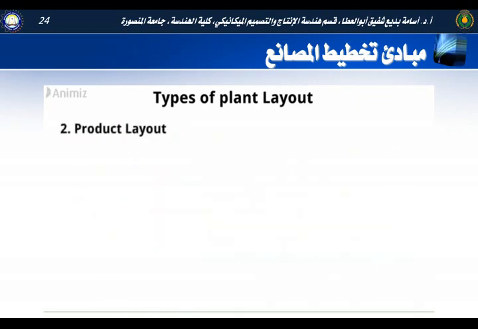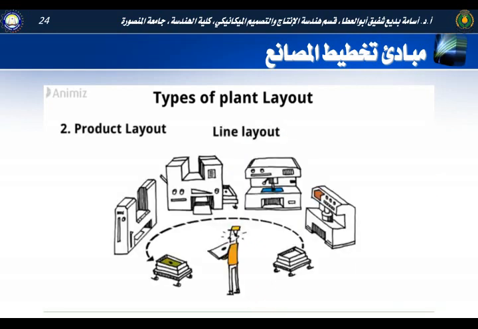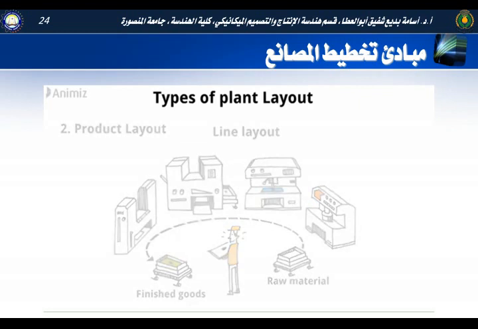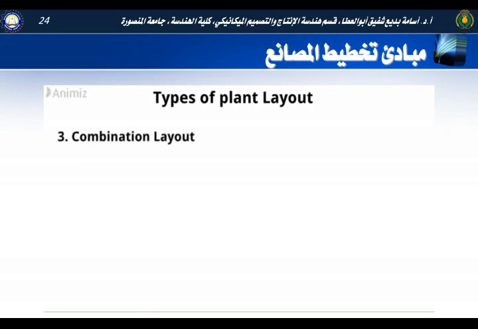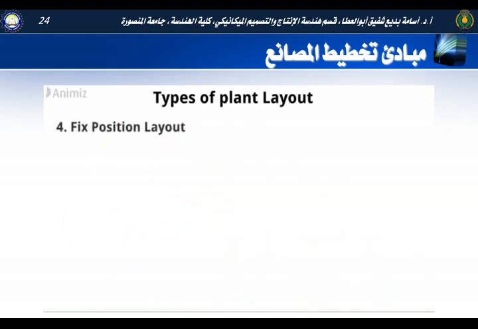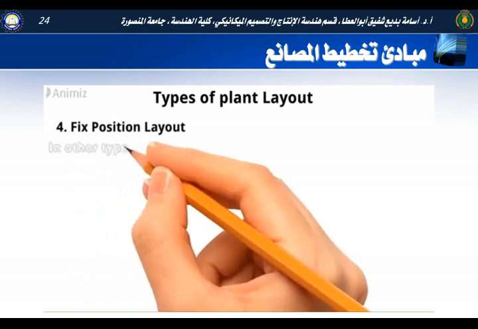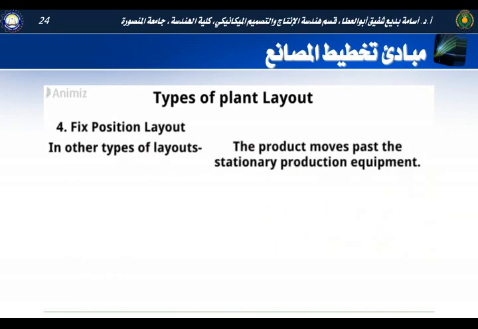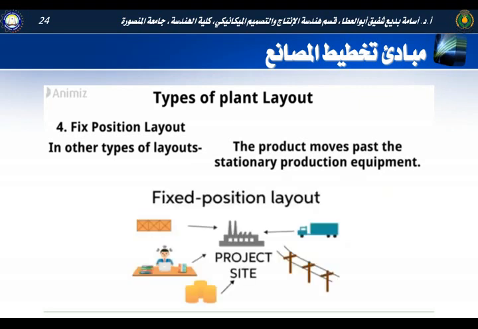2. Product layout. Product layout is also known as line layout. Various operations on raw material are performed in a sequence, and machines are placed accordingly along the production flow line. 3. Combination layout. A combination layout combines the advantages of both process layout and product layout. 4. Fixed position layout. In other types of layouts, the product moves past the stationary production equipment, but in a fixed position layout, the product is kept stationary, and equipment moves around it.